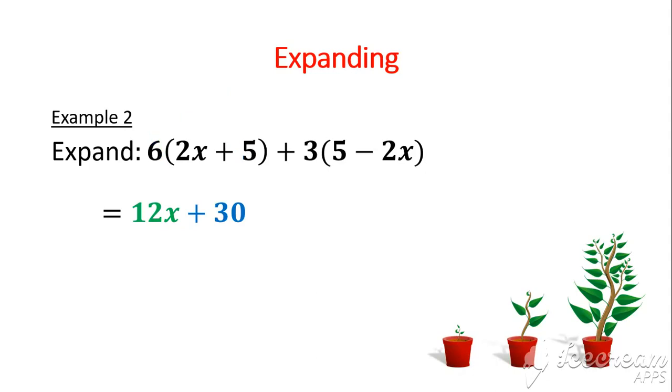Let's move into the next brackets now. 3 times 5 is 15, so we write down plus 15. Now, when we do this multiplication step, we're going to treat the 3 at the front as a positive and the 2x as a negative. And a positive times a negative makes a negative. So 3 times negative 2 makes negative 6. So we're going to write down negative 6x, or subtract 6x.